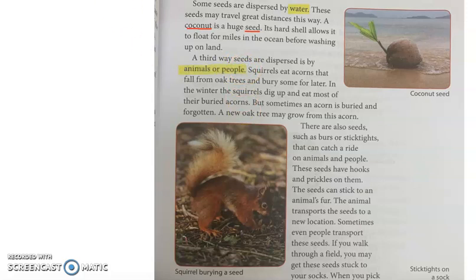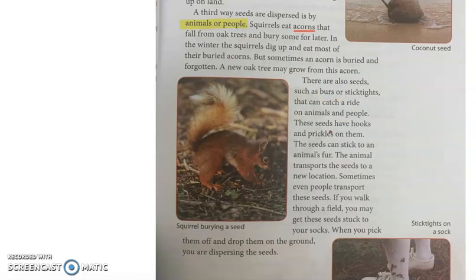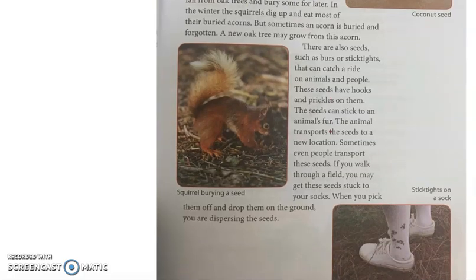Squirrels eat acorns that fall from oak trees and bury some for later. In the winter, the squirrels dig up and eat most of their buried acorns, but sometimes an acorn is buried and forgotten. A new oak tree may grow from this acorn. There are also seeds such as burrs or sticktights that can catch a ride on animals and people. So this is a squirrel burying a seed, and these are the stickers.